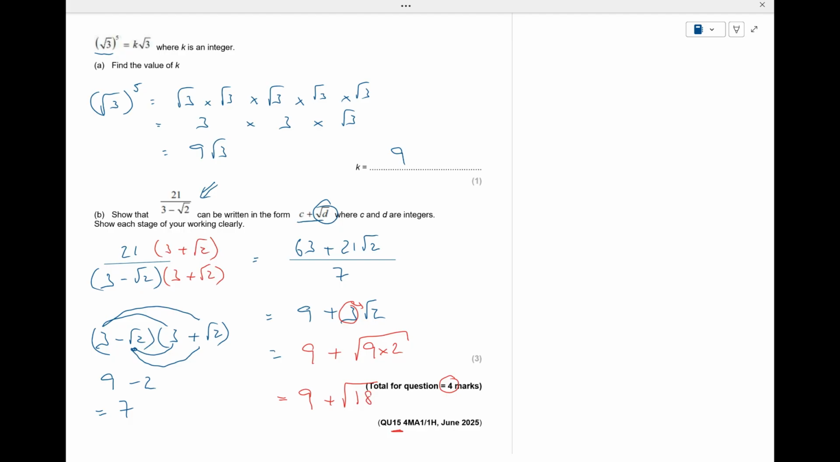And that's an easy mark to miss there. I think you get 2 out of 3 for that. But to get full marks, you would need to write the answer as 9 plus root 18.